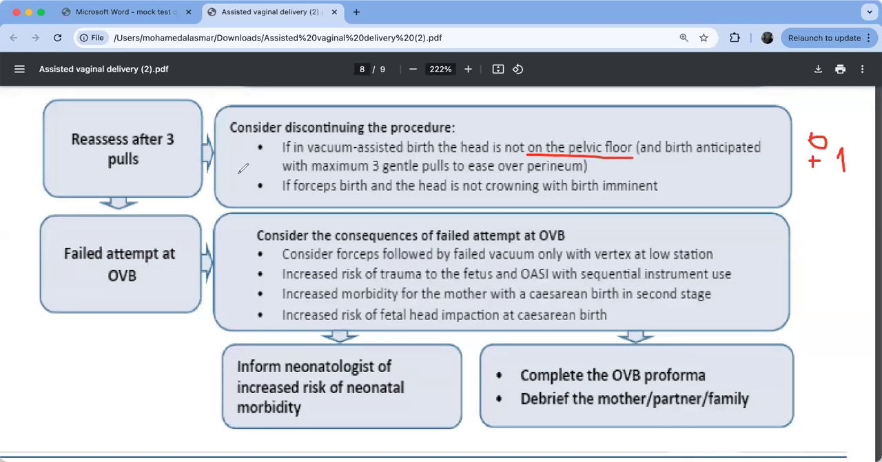Shall I continue the procedure or discontinue? Discontinue.